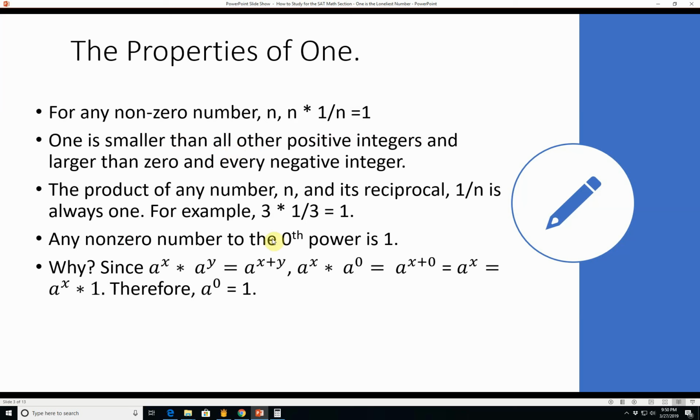Any non-zero number to the 0th power is 1. Why is that? Since a to the x times a to the y is equal to a to the x plus y, a to the x times a to the 0 is equal to a to the x plus 0, which is equal to a to the x, which is the same as a to the x times 1. Therefore, a to the 0 is equal to 1. So there you have it.